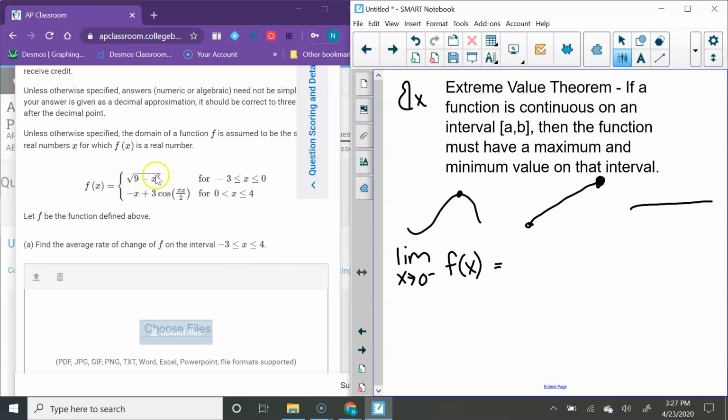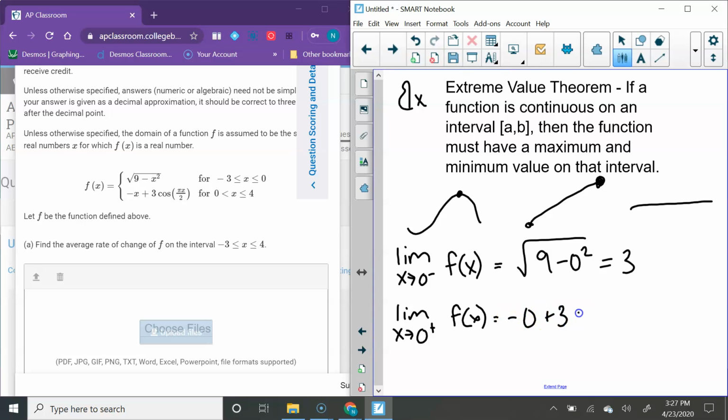From the left, you would be using this top function. So you would have the square root of 9 minus 0 squared, which is going to give you 3. You also have to check the limit as x approaches 0 from the right of f of x. And so you would plug in 0, -0 plus 3 cosine of 0 when you plug that in. Cosine of 0 is 1, so you end up getting 3 for this one as well.